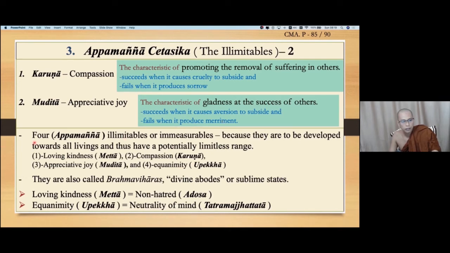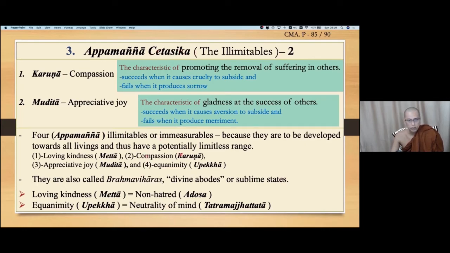There are four illimitables, Appamanya, but here only two are mentioned, because among the four, Metta, Karuna, Mudita and Upekkha, as we said, Metta is equal to adosa, non-hatred, and Upekkha is equal to tatramajjhattata, the neutrality of mind. That's why these two are not mentioned as Appamanya Cetasika, because this is the case where the mental factors are listed.